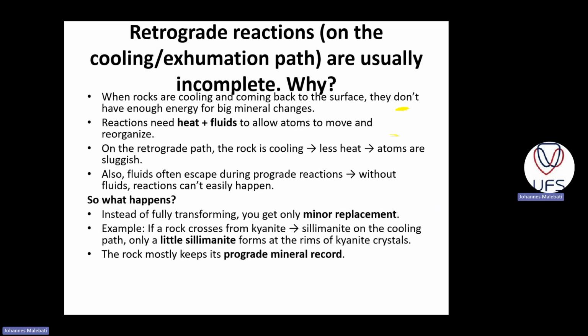So reactions, I've already mentioned, need heat and fluids to allow atoms to move and reorganize. But on the retrograde path, the rock is cooling, all right? Without heat, atoms are sluggish. Also fluids would have escaped during prograde reactions, as I've explained. So without fluids, reactions cannot easily take place. So instead of fully transforming, you get only minor replacement, like for example, where sillimanite was replacing a small portion of the kyanite.